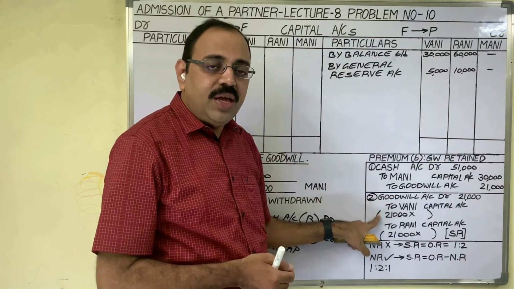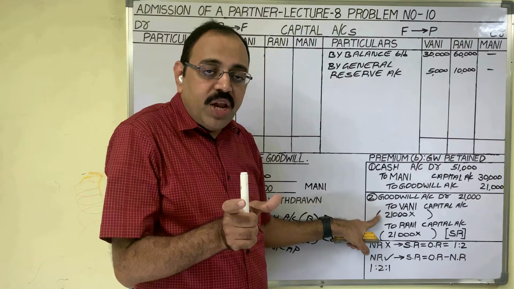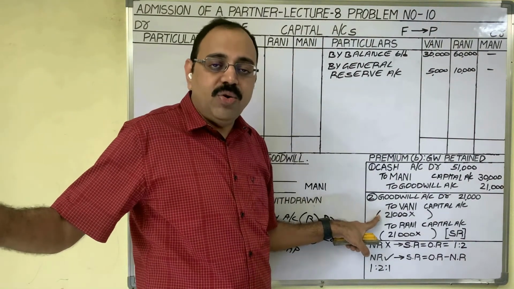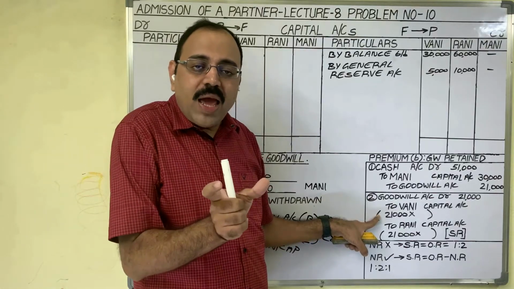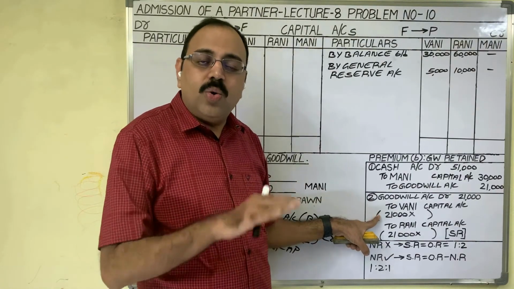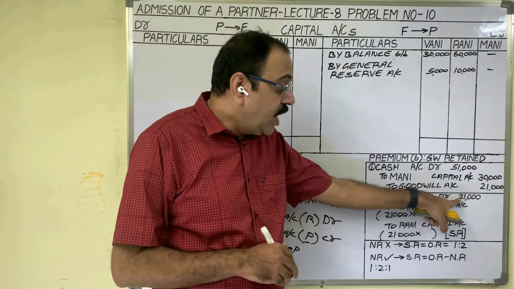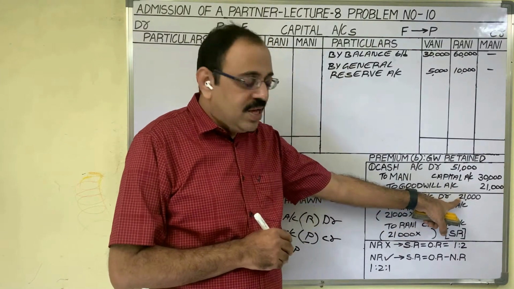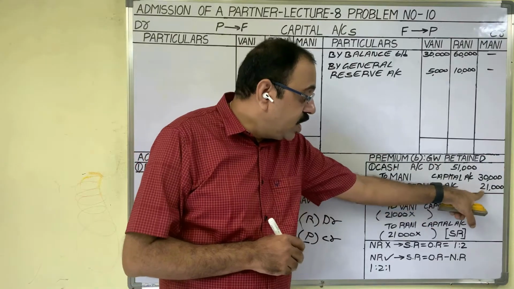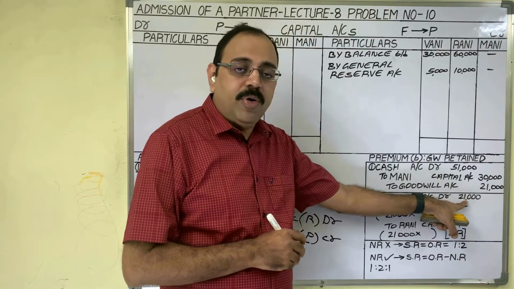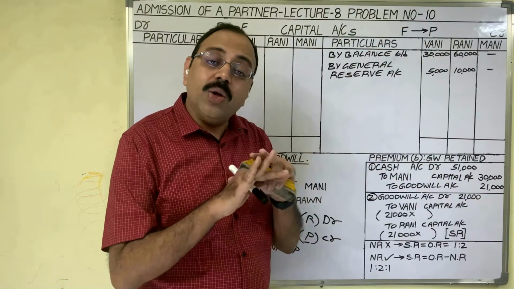In the next entry, we have to transfer this goodwill amount to the old partners' capital accounts. When you transfer that goodwill amount, the goodwill account will get closed. To close the goodwill account, we debit goodwill account with the same amount, 21,000 rupees. Once we credited goodwill account with 21,000, again we are debiting goodwill account with the same amount. Then goodwill account will get closed.